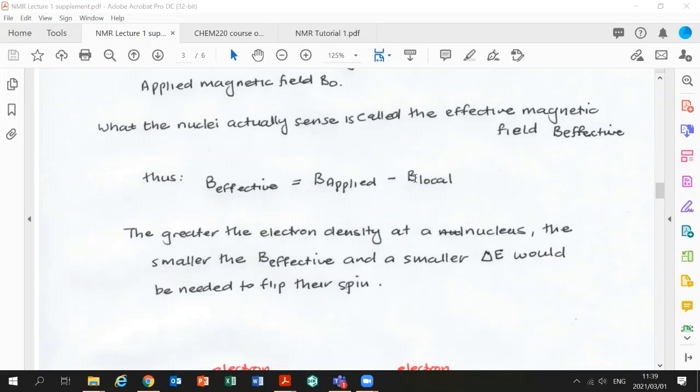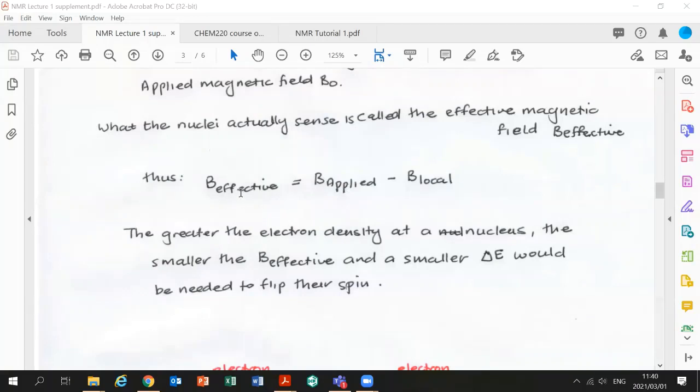Remember I said that the electrons produce their own magnetic field in opposition to the applied magnetic field. So I can calculate what the local magnetic field is, subtract that from the applied magnetic field, and see what the nucleus is actually going to experience. So that's the effective magnetic field that the nucleus is actually going to experience, not the full magnetic field. If there are no electrons involved, I can take this local magnetic field out of the equation, and then my effective magnetic field will be the same as the applied magnetic field because there's no shielding.